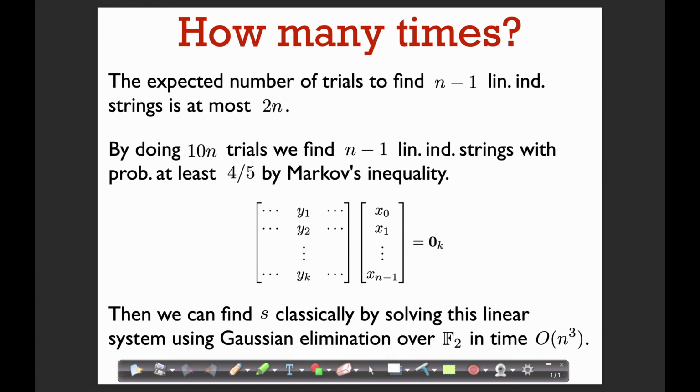We just need to repeat this process 10n many times, and with probability at least 4/5, we will arrive at a matrix with rank n minus 1. Then the only 2 solutions to this equation will be 0 and s. And we can find s just by classically solving this system of linear equations, say using Gaussian elimination, in time order n cubed.